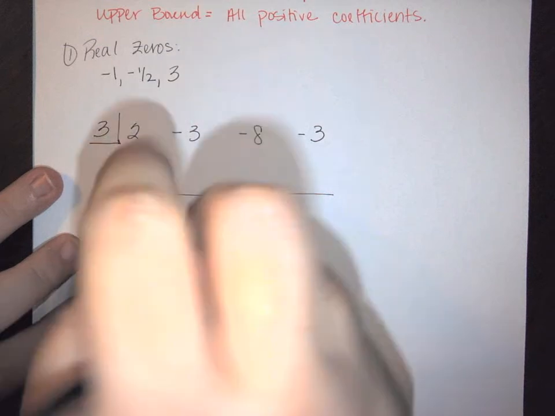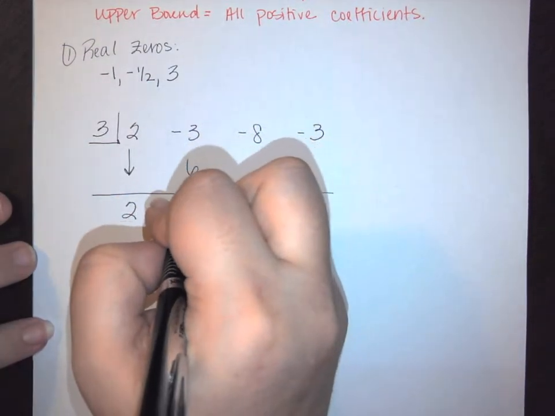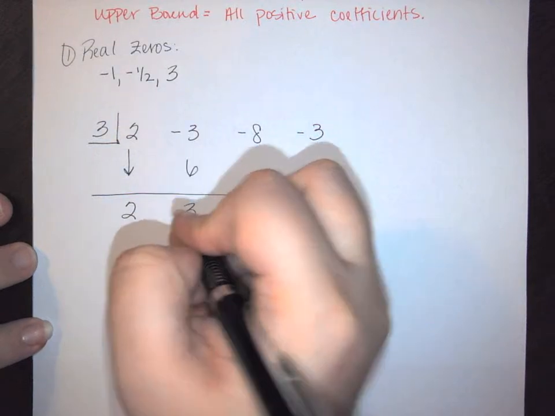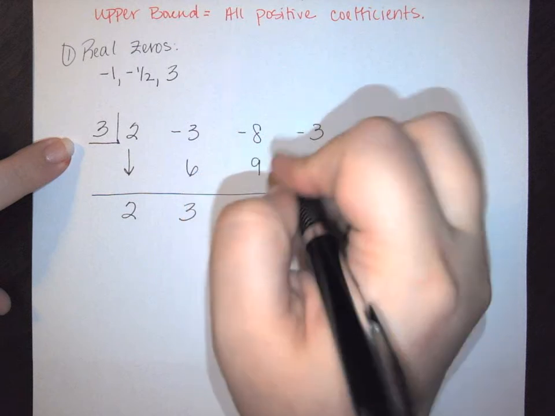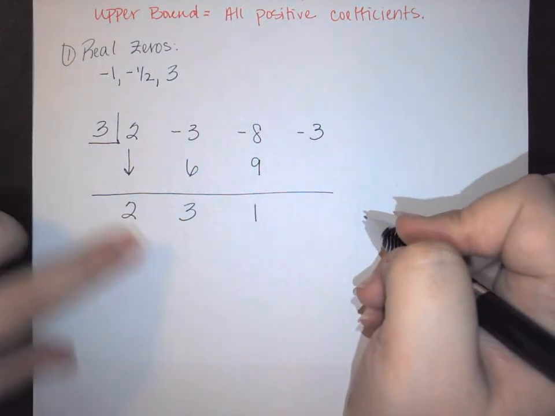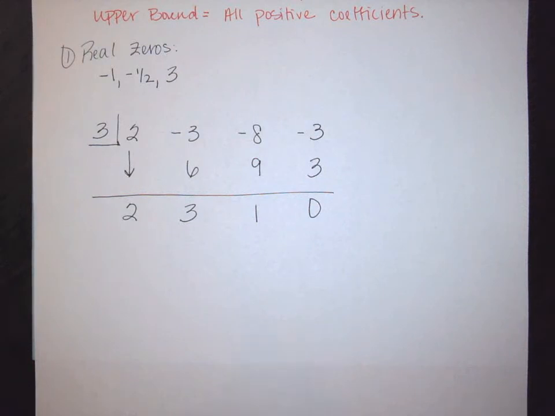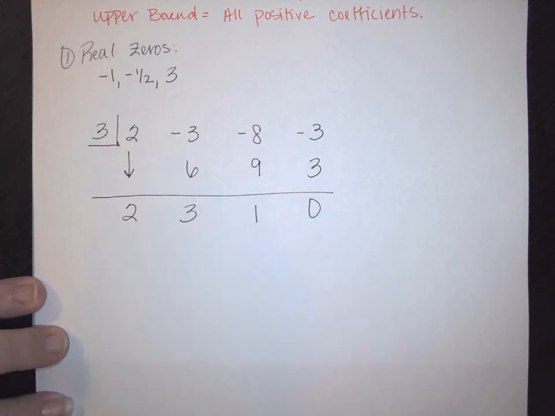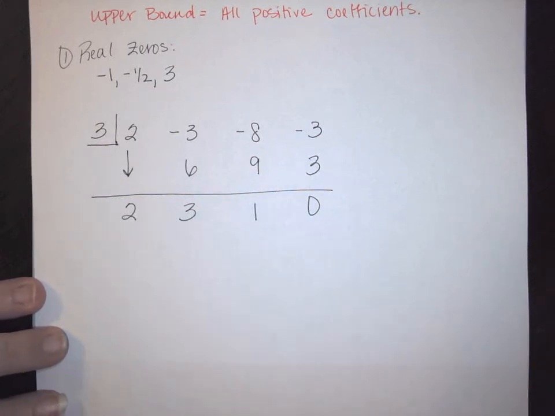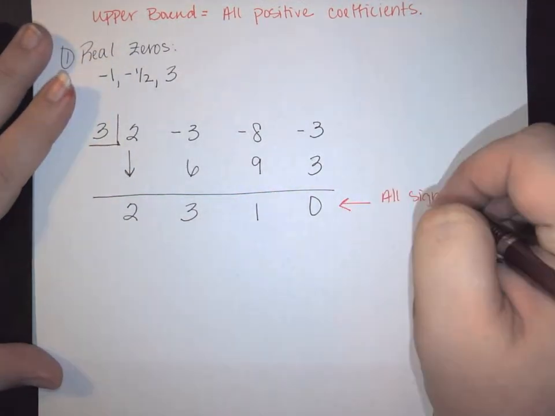Okay. Now here we're not looking for factors, so it does not matter what this last term becomes. We're just looking at the signs. One thing to note here is that all signs are positive. Since all signs are positive, what this tells us is that we have an upper bound at 3. We got lucky that time.